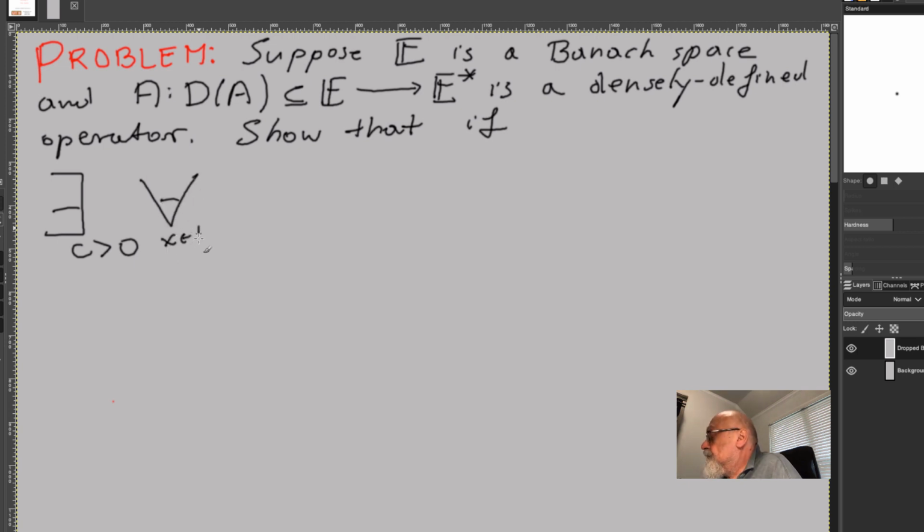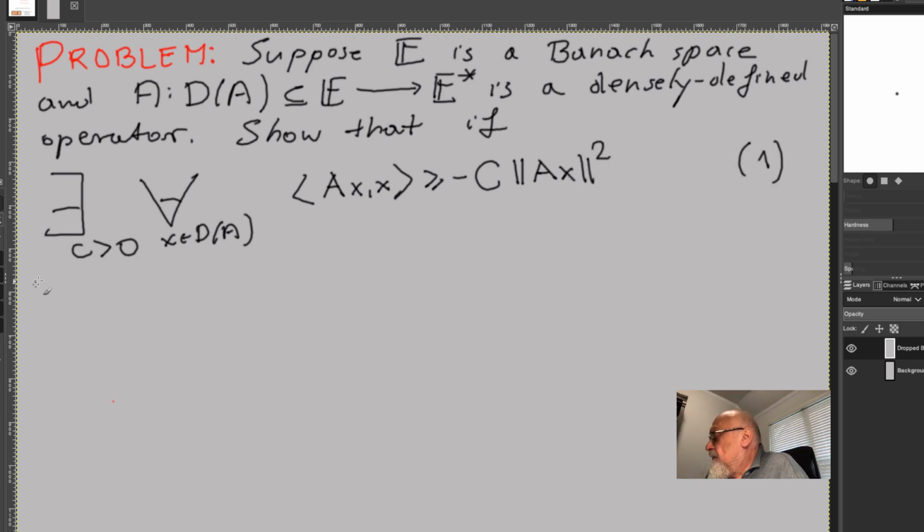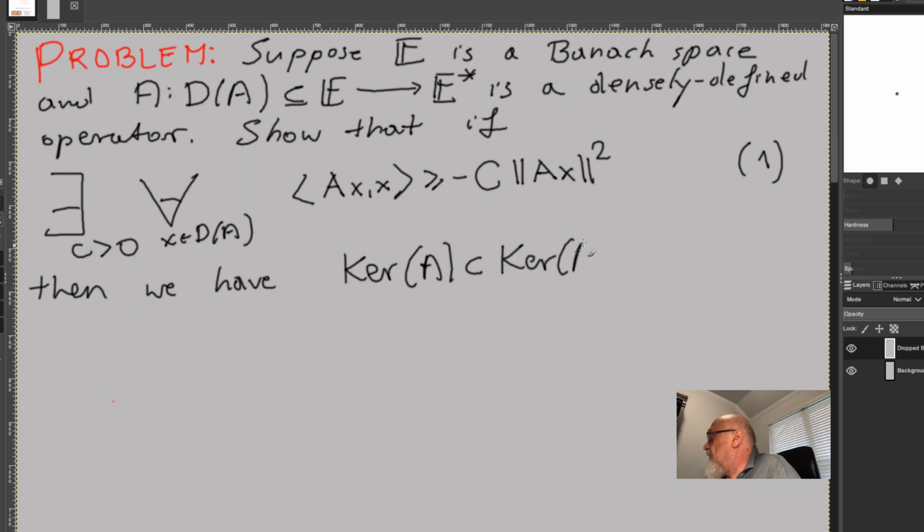Then show, if there exists a constant C larger than 0, such that for every x belonging to the domain of A, we have that the pairing ⟨Ax, x⟩ is larger or equal to minus C times the norm of Ax squared, call this condition 1, then we have that the kernel of A is contained in the kernel of A star.